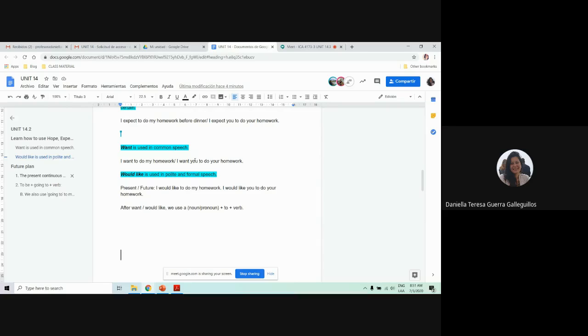After want or would like, we use the pronoun, to, and the verb. Es lo que estábamos viendo recién. I would like you to do your homework. I would like to do my homework. Entonces lo que tienen que fijarse, si tú quieres, te refieres a una acción que tú haces, I expect, I would like, I want, I hope. Después viene el to con el verbo. Pero si se refiere a otra persona, I expect you to. I want you to. I'd like you to. Si me refiero a la esperanza de otra persona.